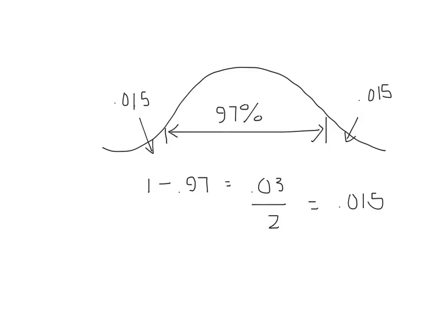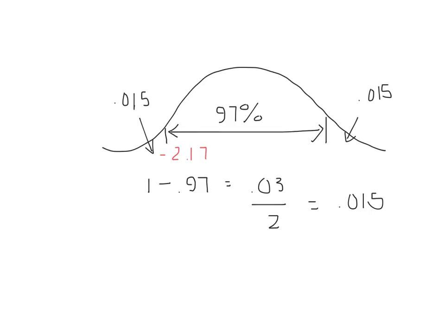Now the question is, all right, if there's 0.015 in each of those tails, how do we determine these z-scores? What we need to do is go to our normal distribution table and look in the body of the table and try to get as close to 0.0150 as we possibly can. When we do that, we find that that corresponds to a z-score of negative 2.17.